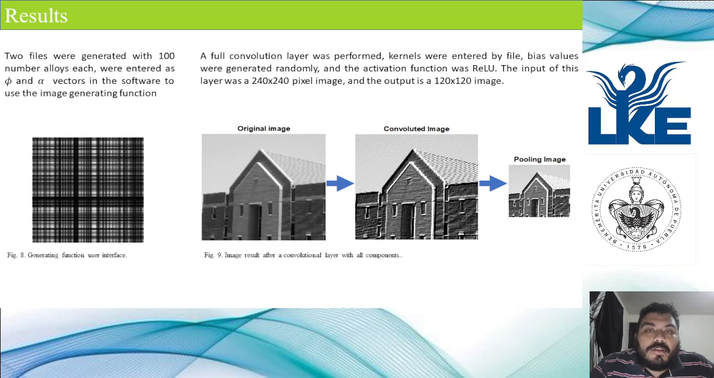A full convolutional layer was performed. The kernel was entered by file, the bias values were generated randomly, and the activation function used was ReLU. The input of this layer was a 240 by 240 pixel image, and the output is 120 by 120. This is because of the subsampling layer in the convolutional component.